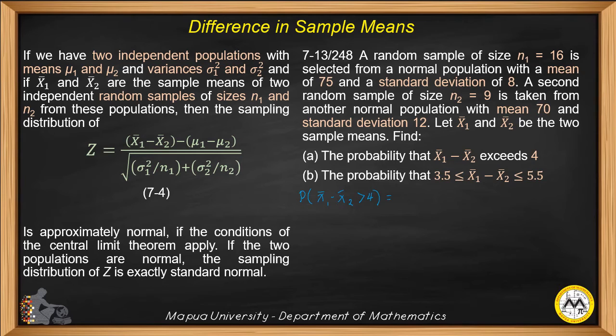So this is equivalent to a z greater than x1 minus x2, which is 4, minus mu1, the mean 1, which is 75, minus mean 2, which is 70, all over the square root of sigma sub 1, which is 8, squared over 16 plus the second standard deviation, which is 12, squared over 9.